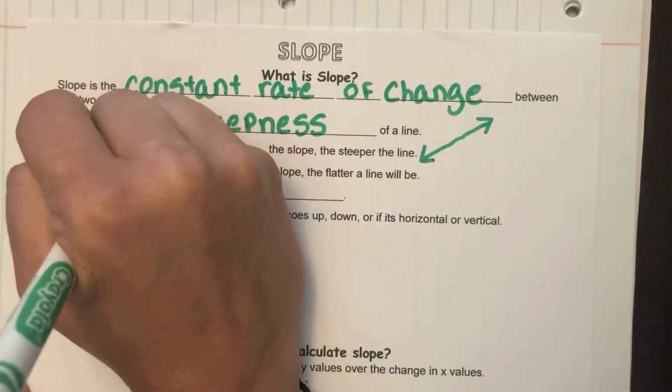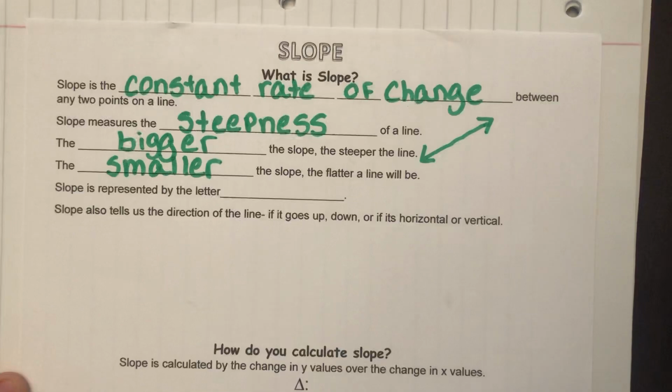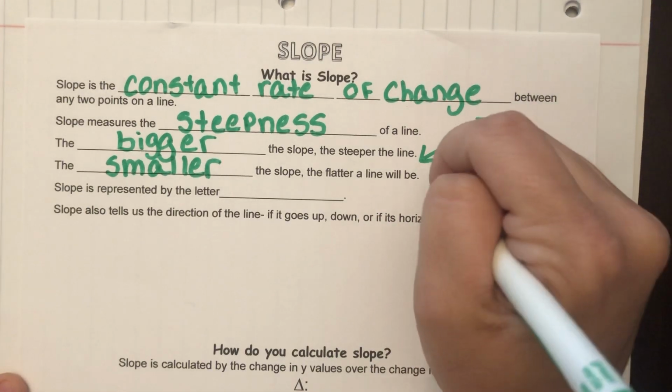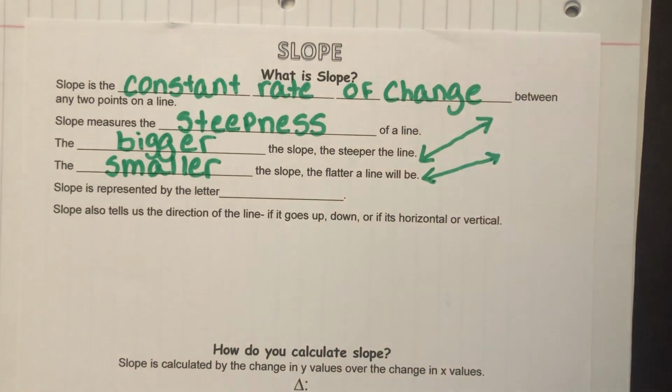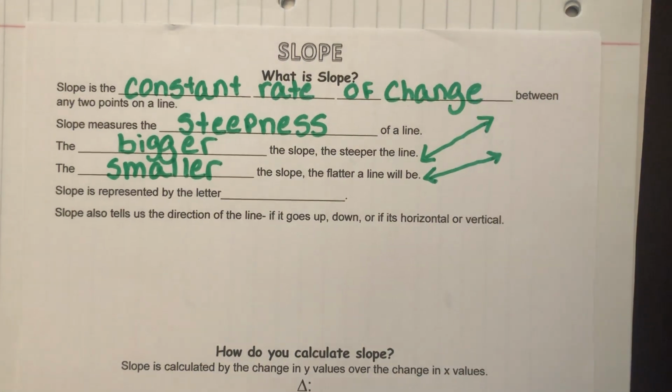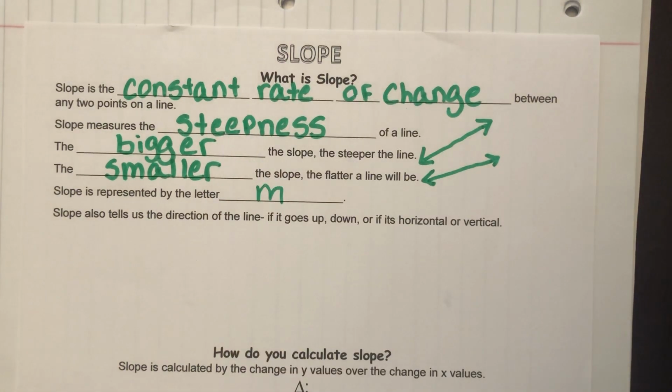The smaller the slope is, the flatter the line. The line will be more flat, so kind of like this. Slope is represented by the number m. So when you see m, that represents slope.